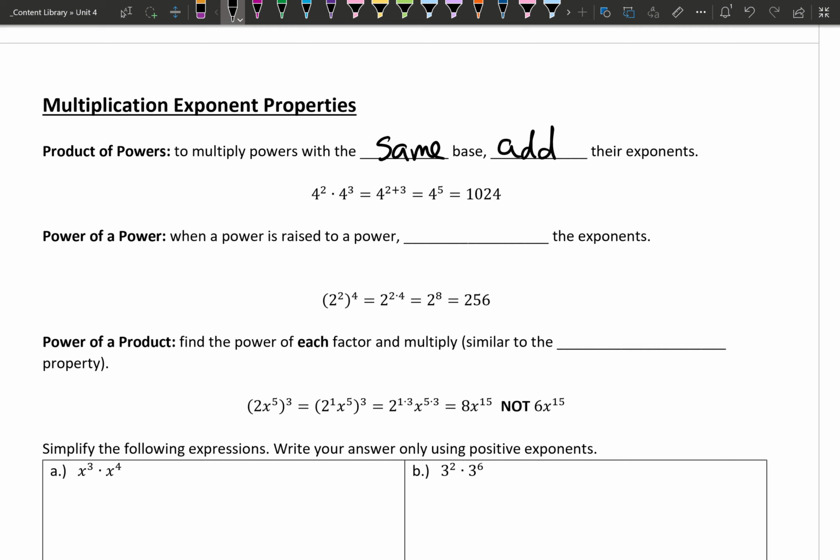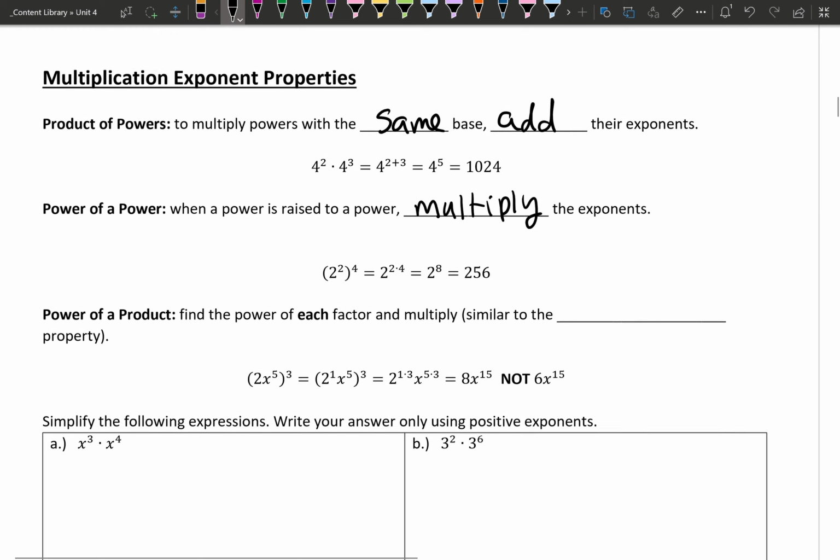Okay, power of a power. When a power is raised to a power, multiply the exponents. So 2 to the power of 2 raised to the power of 4 becomes 2 to the power of 2 times 4, which is 2 to the 8th, and that becomes 256.